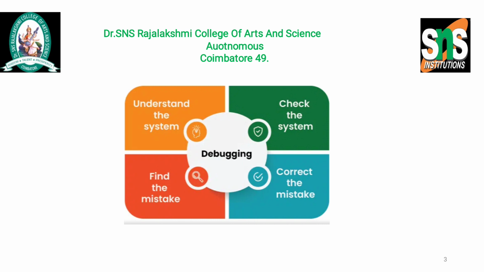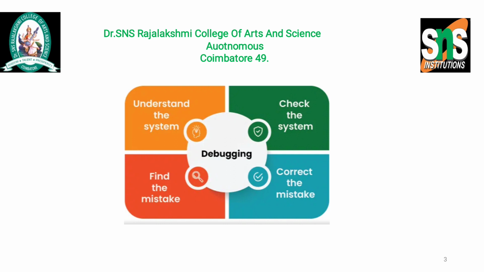In this diagram, we have a number of parts. The first one is, during debugging, we have to remember four things. The first one, understanding the system. That means what functionality the system will perform once it is developed. Check the system. We have to verify the system's performance. Correct the mistakes. During the development stage, there is a chance that we made mistakes in that module. Those errors can be identified and corrected during the debugging stage.